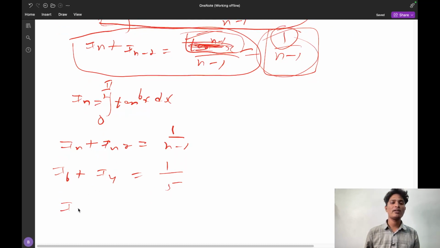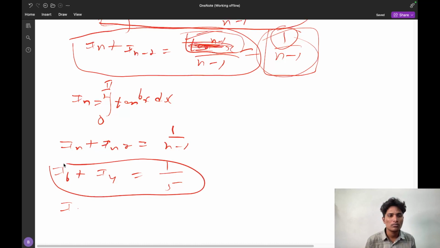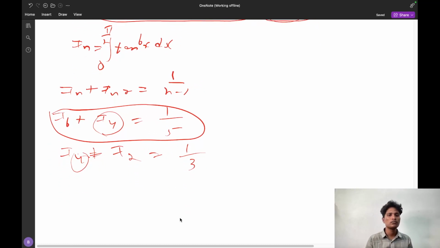And what is I? That is 1 by 1 minus 5. So like this we can solve. Again, I have to find the answer I4. If I want to find I4, I have to substitute here. That is I4 plus I2 is equal to 1 by 4 minus 1, it is 3. And what is I2? I2 plus I0 is equal to 1 by 2 minus 1, it is 1.